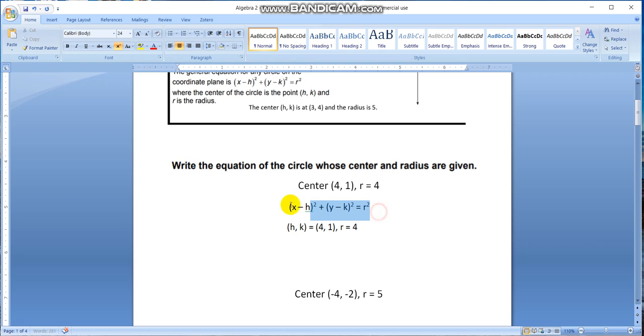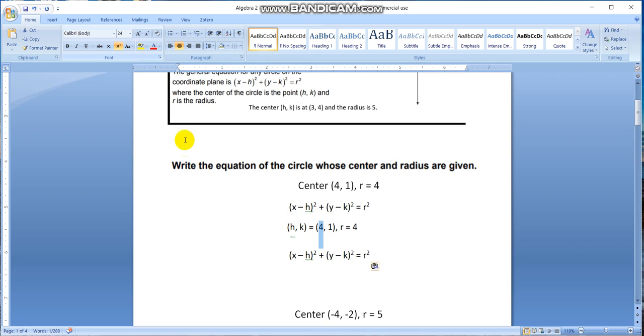All we're going to do is take this equation and plug things in. H is 4, do you see that there? So we're plugging 4 right there. K is 1, and this 1 gets substituted right here. This 4 for the radius gets substituted right here.